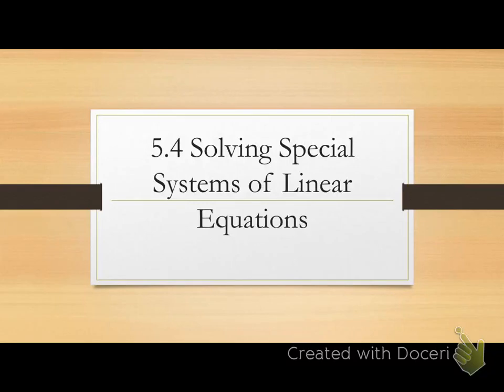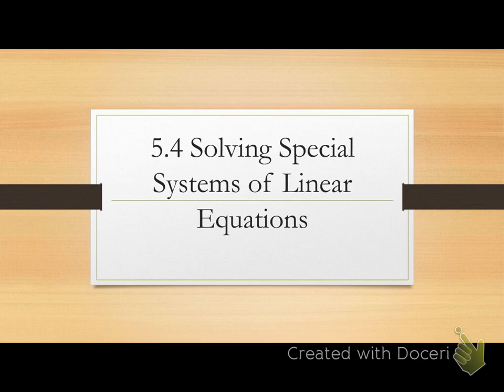Moving on in chapter 5, going to section 4 here. Solving special systems of linear equations. We've already sort of covered this within some of our previous notes and previous assignments, but these are the formal notes over it, so we're going to learn a little more in depth about it today, get an assignment over it, and then we'll be done with 5.4.